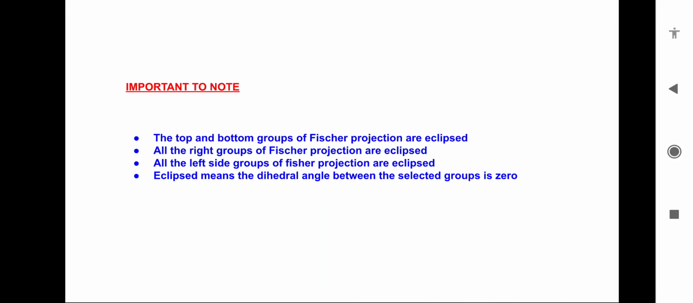In the Fisher projection, the top and bottom groups are eclipsed. All the right side groups are eclipsed. All the left side groups are eclipsed. Here eclipsed means the dihedral angle between the selected groups is 0.